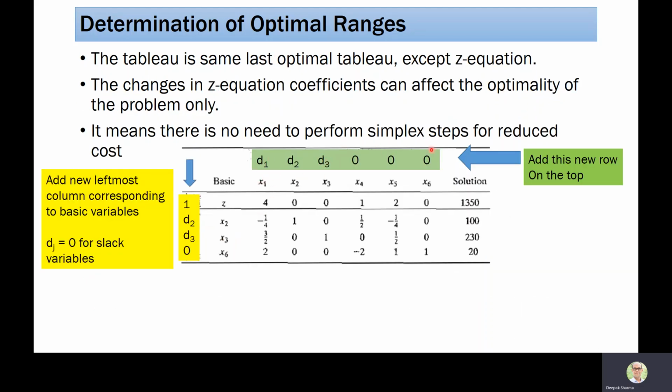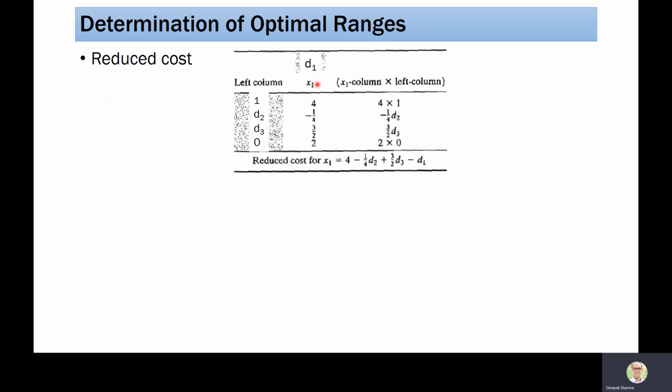Now, can I use this particular form of the simplex table, and can I find the optimality range by looking at the condition? Let us take the x1 variable. I'm writing the left hand column as 1, d2, d3, 0. And we have the x1 column, the coefficients of the optimal simplex table corresponding to x1. We are writing d1 because it was the change in the coefficient of x1. So 4 into 1, d2 into minus 1 by 4, d3 into 3 by 2, 0 into 2.